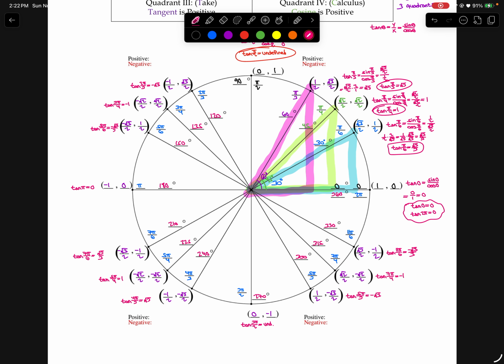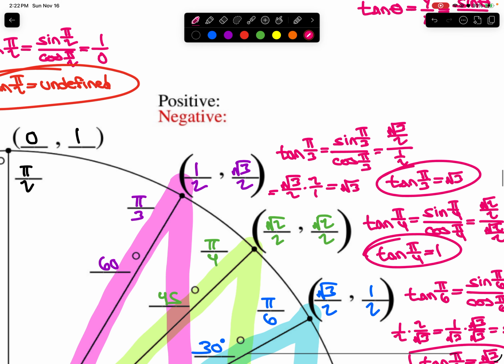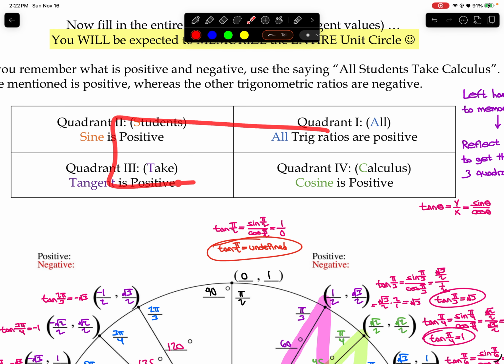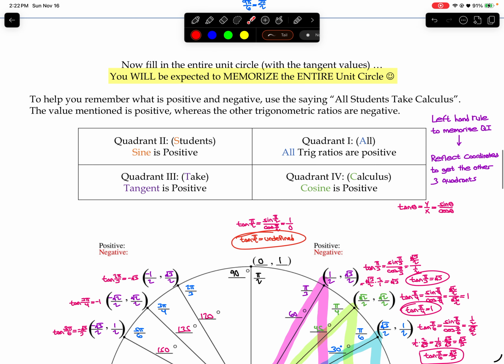So with that, now we're going to go into what values are positive and negative. So there's a mnemonic up here. It follows the same mnemonic as understanding the order of your quadrants. It goes in a giant C. So we follow the mnemonic, all students take calculus. So it's really up to you on if you want to use this mnemonic.